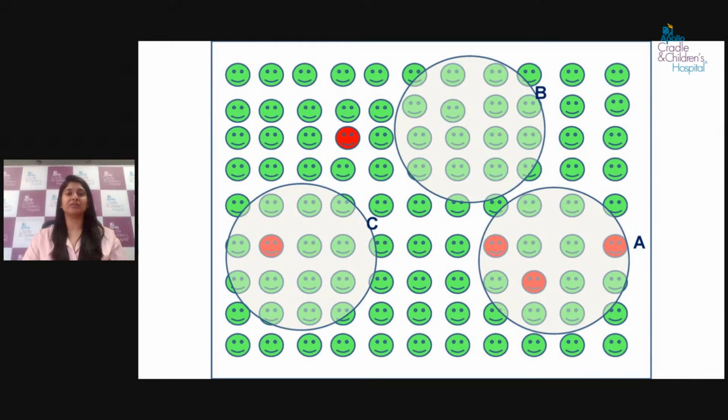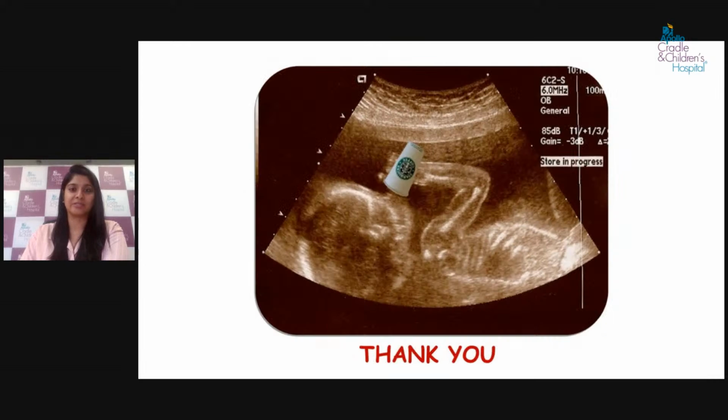Screening, the larger picture: we have different types of screening where we pick up the high risk, the intermediate risk, and the low risk. The high risk can be subjected to invasive testing directly. The intermediate can go for NIPT, and the low risk can just go for regular antenatal checkups. Thank you. This is about first trimester screening.